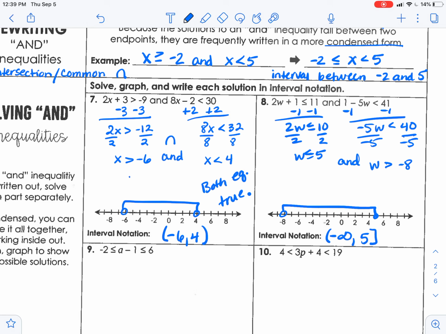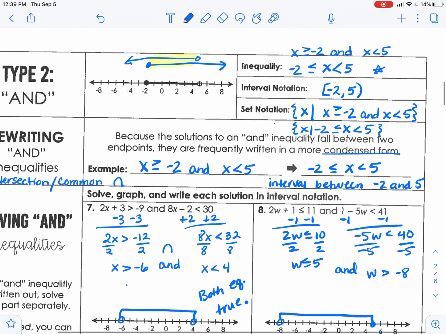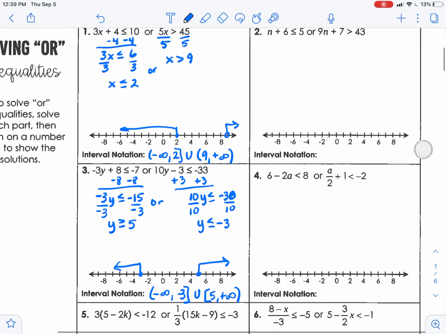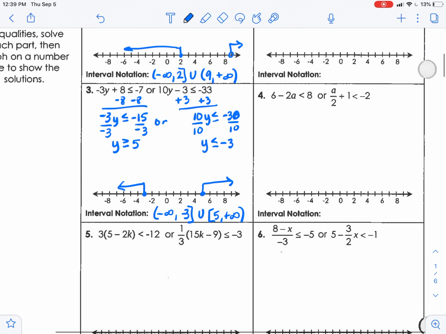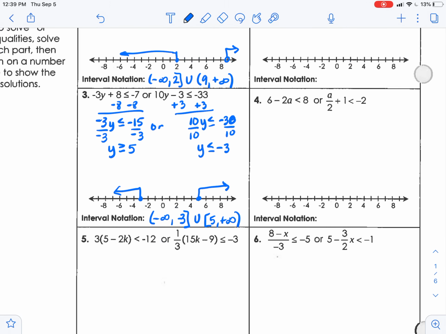Okay. So again, just real quick, when we have ands, they will typically, not 100% of the time, and we'll talk about some special cases, they will typically look like this. They're an interval. They're going together. We have two endpoints. If you have an or, it will typically look like this. Now again, there are special cases, and that'll be the next thing that we talk about.